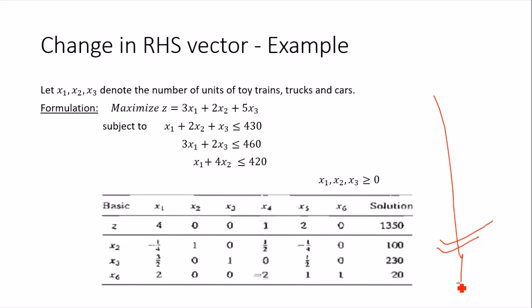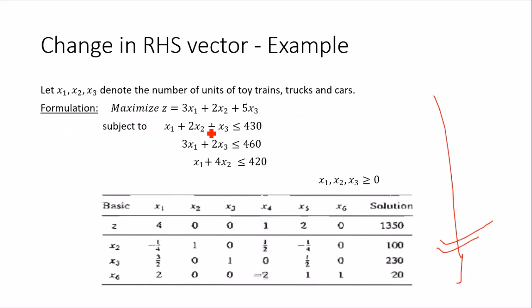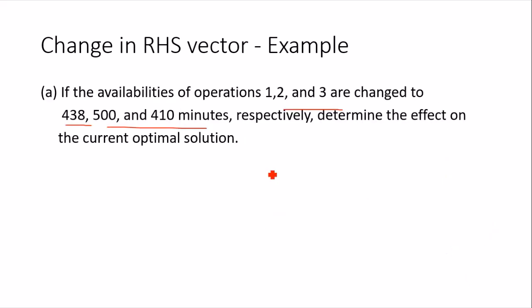So now let's talk about what kind of changes they want to introduce. The first part is, if the availabilities of operations 1, 2, 3 are changed to 438, 500 and 410. See what change it's talking about, these numbers. These are operations, because if you read the statement, each constraint represents one operation. So now they want to change the operation timings or availabilities. Yes, these are the times as the unit is minutes. So this is the data which they want to change. So determine the effect on the current optimal solution. Let's see how to deal with this kind of situation.